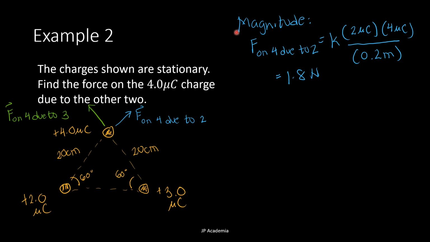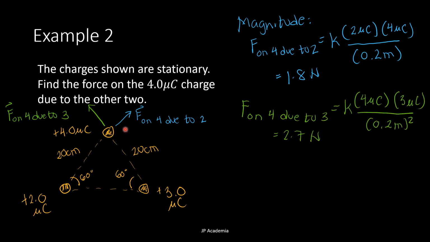Then, we can get first the magnitude of the forces. So, yung force muna on 4 due to 2, this one. This is equal to this. Note that your K here is equal to 9 times 10 to the 9 lang, Newton meter squared per Coulomb squared. And computing the value of this force, this is equal to 1.8 Newton. So next, we have this force on 4 pa rin due to 3, this one. And same method, makapag-calculate tayo ng magnitude na 2.7 Newton.